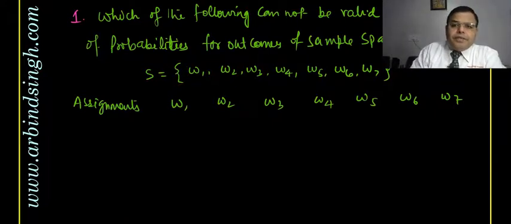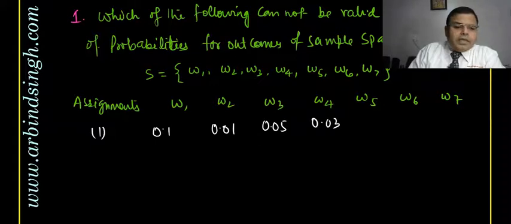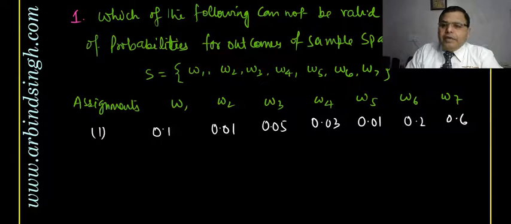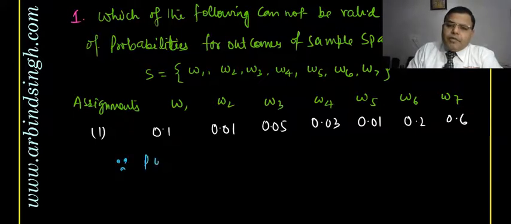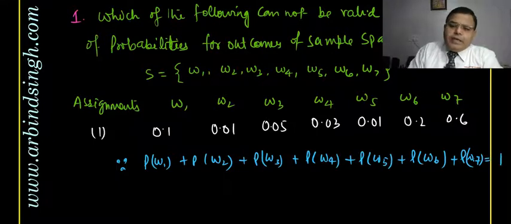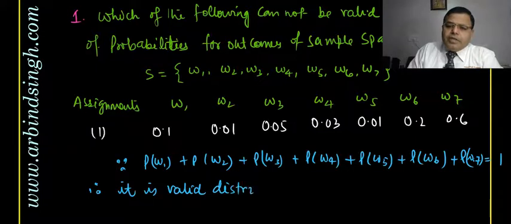In the very first one, the probabilities are given as 0.1, 0.01, 0.05, 0.03, 0.01, and then 0.2 and 0.6. Since the sum of these is 1, the probability of omega 1 plus probability of omega 2 plus probability of omega 3 plus probability of omega 4 plus probability of omega 5 plus probability of omega 6 plus probability of omega 7 is equal to 1. Therefore, it is a valid probability distribution, right?